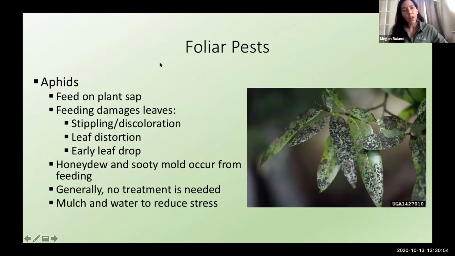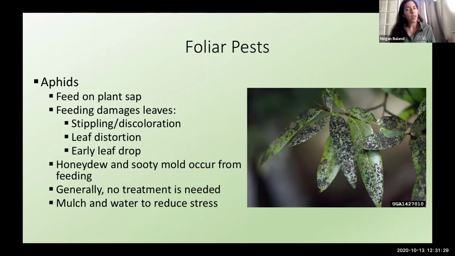Aphids are one example of a foliar pest on landscape trees. And you've probably seen aphids or some of the telltale signs of their presence on your trees. Aphids feed on plant sap. They have these tiny mouth parts that are like a straw that they use to pierce the leaves of trees. And with these mouth parts, they pull sap and nutrients out of the leaves or needles of the trees that they're feeding on. Feeding damage of aphids might resemble discoloration or stippling on the leaves of trees, leaf distortion, or possibly early leaf drop.